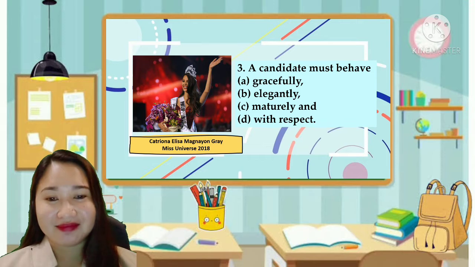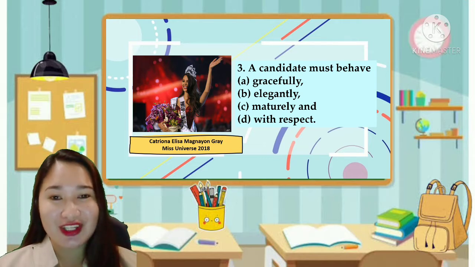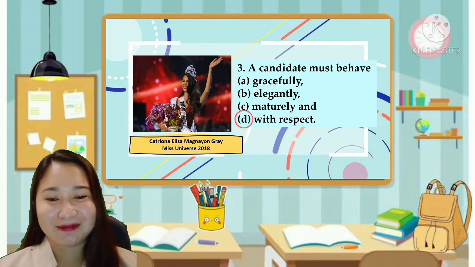Number 3. A candidate must behave gracefully, elegantly, maturely, and with respect, just like Miss Catriona Elisa Magnayon Gray, our Miss Universe 2018. The question is, which part of this sentence suggests an unmatched pattern? Is it letter A, B, C, or D? Good job! It's letter D.